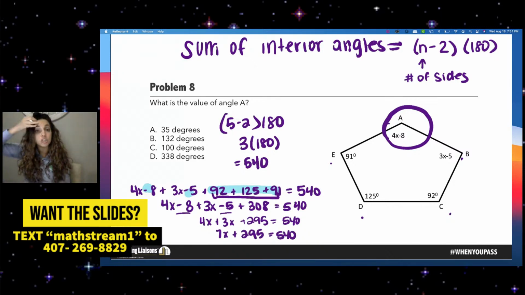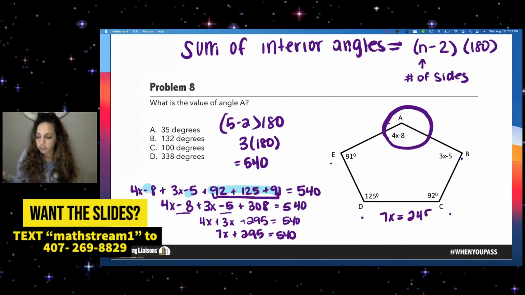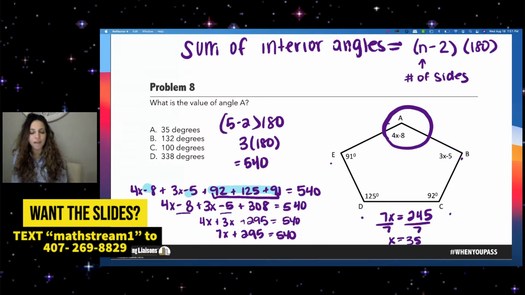I'm going to subtract 295 from both sides. So I get 7x equals 245 because 540 minus 295 is 245. Divide both sides by 7 and I get x equals 35. However, that is not our answer.